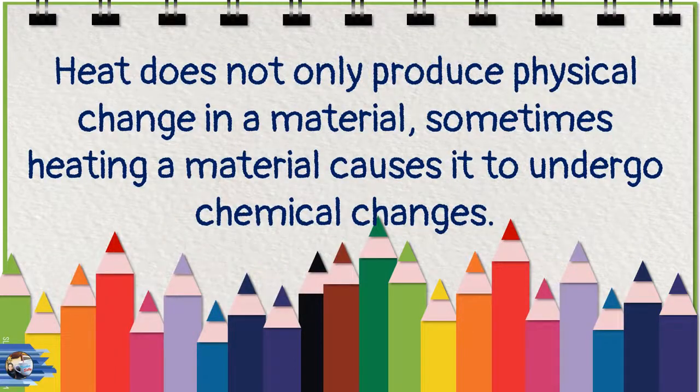Heat does not only produce physical change in a material. Sometimes heating a material causes it to undergo chemical changes. Heat can make a material change into other materials. Physical and chemical changes of matter happen every day. There are things that need to be changed physically so that we can use them. Chemical change needs to happen to some objects so that they can be made.